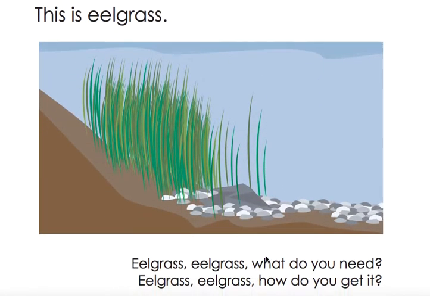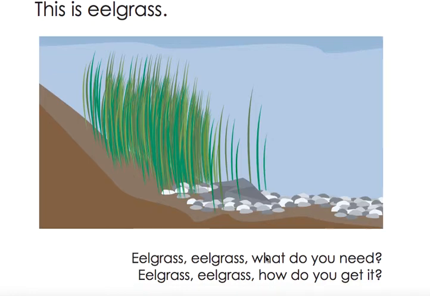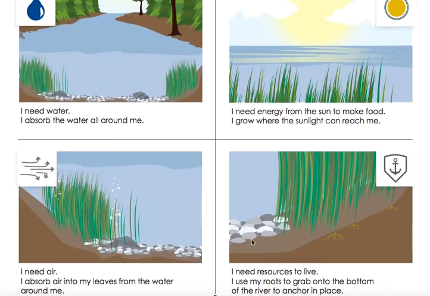This is eelgrass. Eelgrass, eelgrass, what do you need? Eelgrass, eelgrass, how do you get it? I need water. I absorb the water all around me. I need energy from the sun to make food. I grow where the sunlight can reach me.